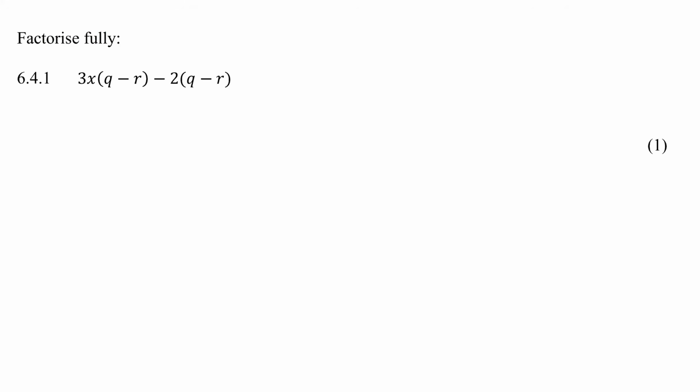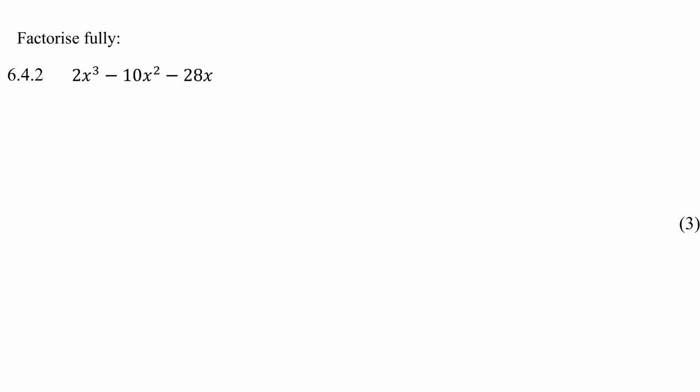Here they want us to factorize. It's only 1 mark, so it's probably just going to be 1 step. Can you see that there's a common factor of q minus r? So I'm going to take that out in the front. And then what are we left with? Well, if we take that out, then we're left with 3x and minus 2. There is nothing more we can do. That's the answer.